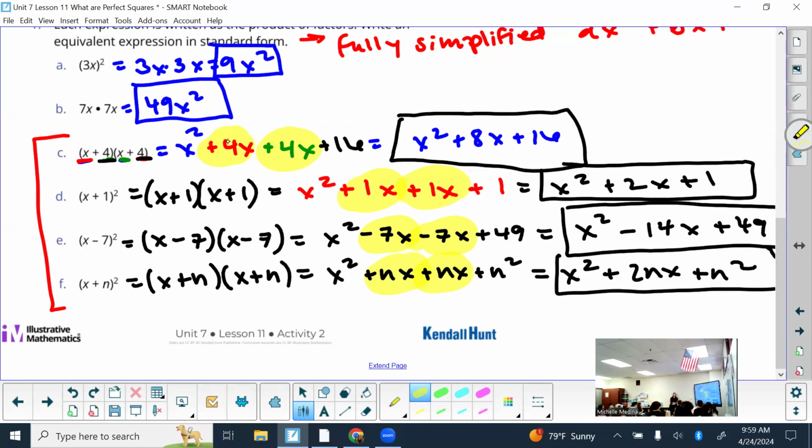So in each situation, the like terms that we happened to combine were the same. It was 4x plus 4x, or 1x plus 1x, or -7x plus -7x. Even down here, while you might have written xn for one of them, it's still the same thing being added. So that's really characteristic of perfect squares. All of these are examples of perfect squares, because if you multiply anything by itself, that's considered a perfect square. You can probably tell they're perfect squares when they're in factor form, but on your test, you're going to have them in standard form too.